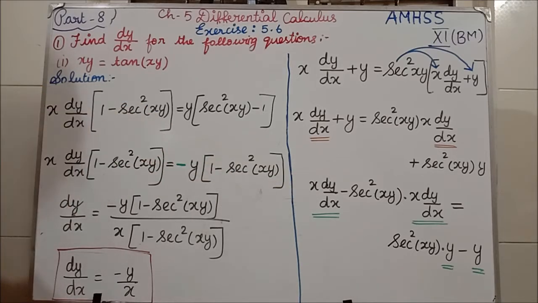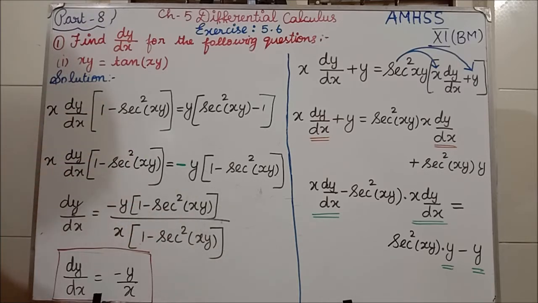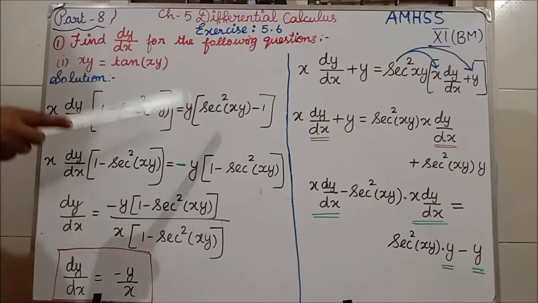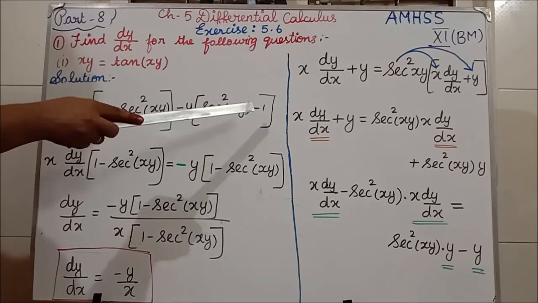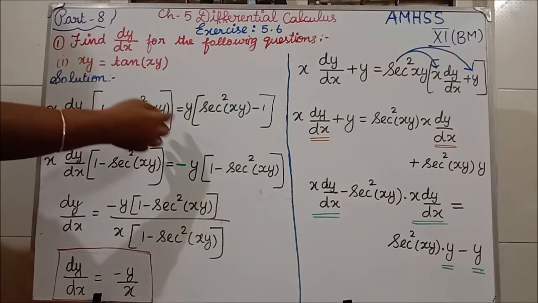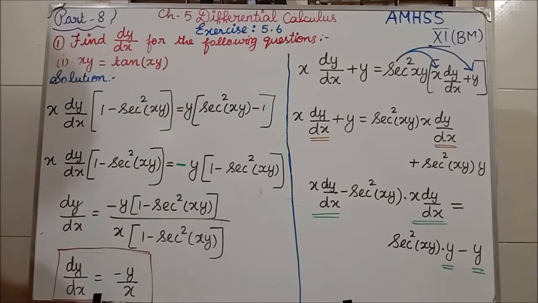After equal to I have underlined y. Here also y we are having, there also we are having y. So I am going to take that y commonly out. If I take y commonly out, I am getting secant square xy minus 1. Here students, now if you multiply and see, you will get it correctly. Y into secant square xy is what? Secant square xy dot y. Y into 1 is what? Minus y. We are getting it correctly.